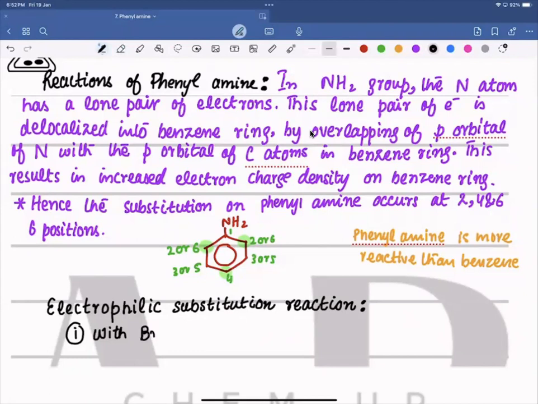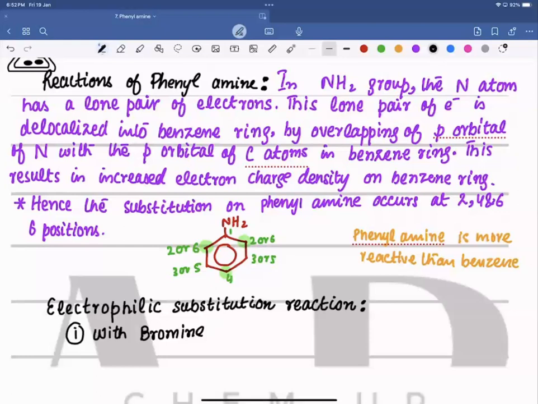Sir, can you explain again how it's only 2, 4, 6? If only one p orbital of nitrogen and one of carbon is overlapping. Sorry, can you repeat again? Only one p orbital of nitrogen and carbon is overlapping, right? So how does it form with 2, 4, or 6?